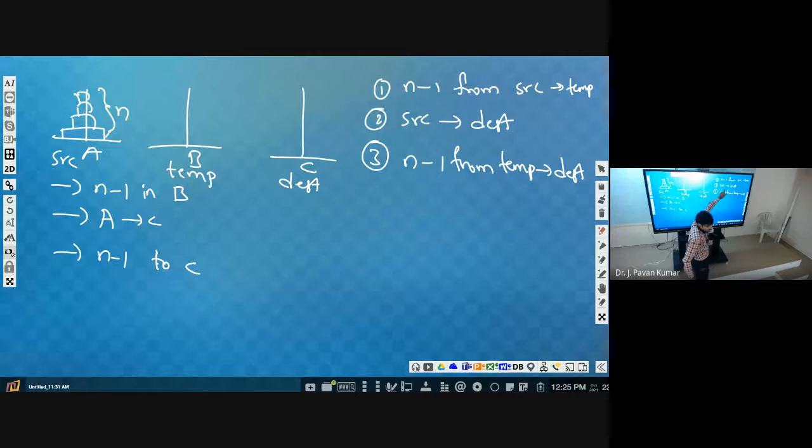Next, the direct step: source to destination is a direct step. Next, coming to the third one, what is it? Again, it is a sub problem of the same kind. So n-1 is the problem size. The original size is n, but here the problem size is n-1. So it is a sub problem of the same kind, because we need to follow the same restrictions. So we can make use of recursion.